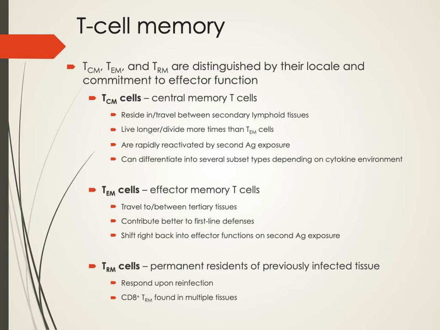Okay, and then we have these permanent residents of previously infected tissues. If you've had an infection somewhere, we're going to keep memory there so that they can respond to any kind of reinfection. Maybe we didn't clear out the pathogen all the way. We don't want to wait for something to go back into the lymph node before we activate the memory cells in central memory. We want to make sure that we activate right there on site. After we've had infections, we could go into a location, do a biopsy, and see CD8 positive resident memory cells in multiple different tissues.